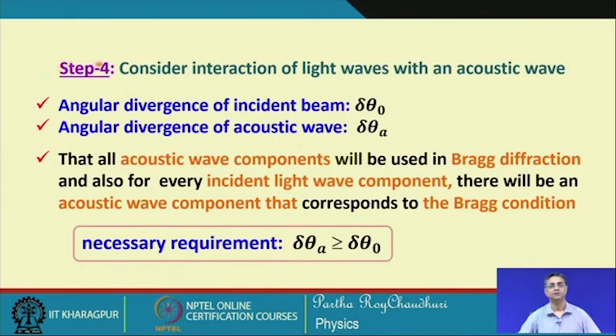Let us now look at the next step, that the angular divergence of the incident optical beam delta theta is also there, as well as the angular divergence of the acoustic wave, but the frequency is only one acoustic frequency. We will add on this frequency next time. So, that all acoustic wave components will be used in Bragg diffraction, and also for every incident light wave component there will be an acoustic wave component that corresponds to the Bragg condition. Then this has to be satisfied.